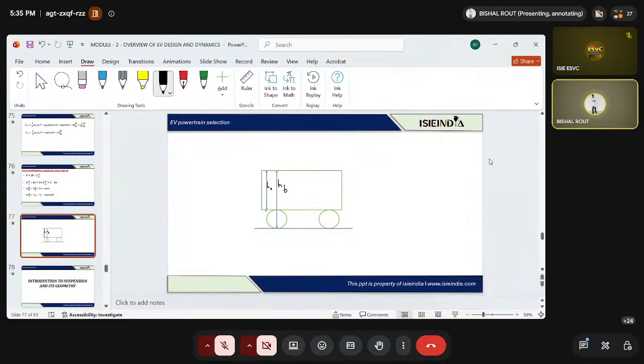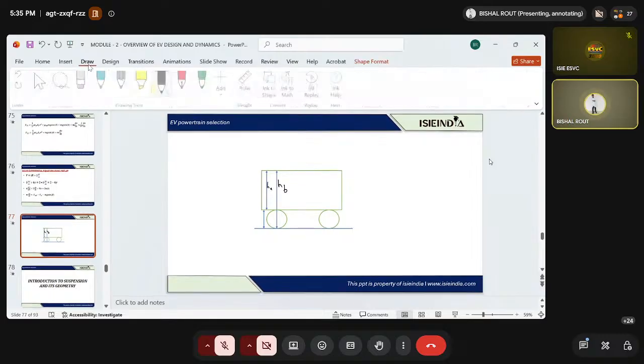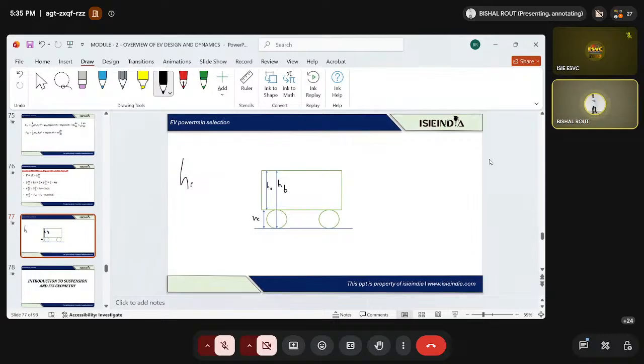And for calculating this height, what do I need to do? Let us suppose there is one height, and another height from there. Just give me a moment, let me create another. This is another height, which is called HC. So what is HA? HA is nothing but HB minus HC, right? So this is nothing but HA.